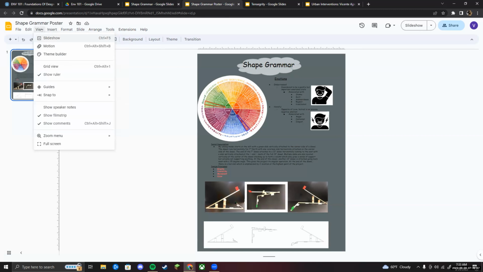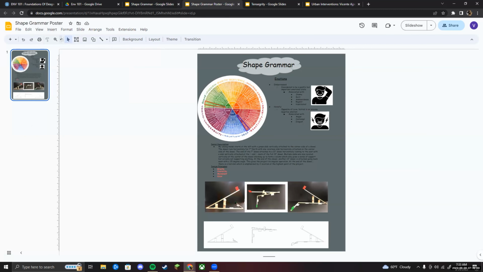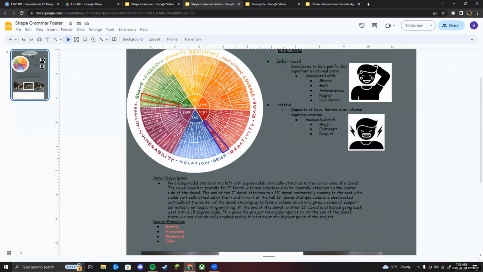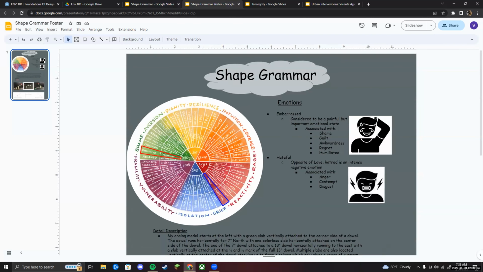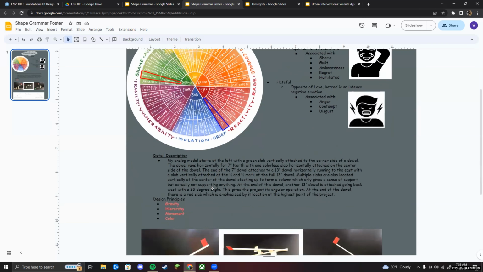Let's see if I can make it bigger. So yeah, this right here is the color circle with the emotions. Like I said, I chose embarrassment, which is this green one right here. That's why the green slab on my project was green, because green is for embarrass and red is for hateful.